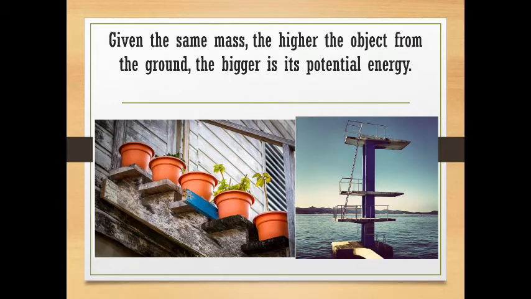When these pots with the same mass fall to the ground, the one from the higher elevation will have more impact with the ground. Thus, it will have more damage than the other pots. Given the same mass, the higher an object from the ground, the bigger is its potential energy. When an object's height from the ground is increased, its potential energy is also increased.